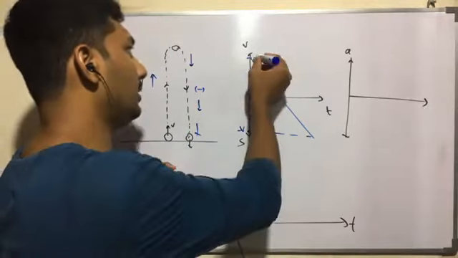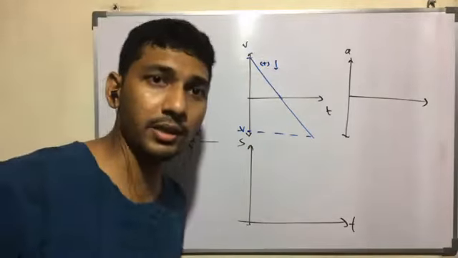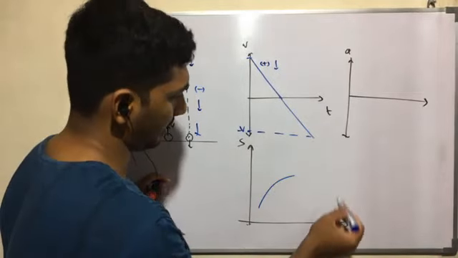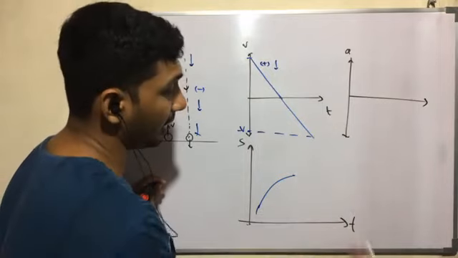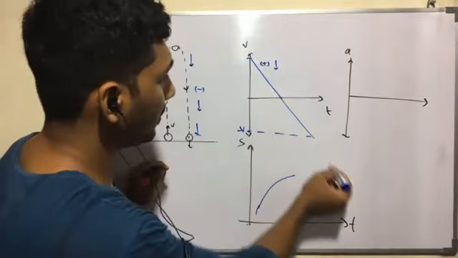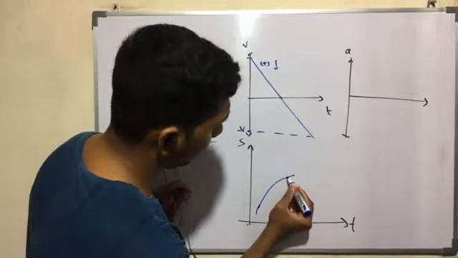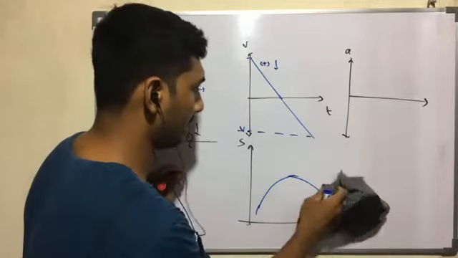So here the positive velocity is decreasing. So here the positive gradient should decrease and it should become zero. So it will be like this. Here it's zero. Okay, here you can see it is becoming parallel to the x-axis. So the gradient is zero. And then on the negative side, it's increasing. So the negative gradient should increase like this. Okay, so you draw it like this.